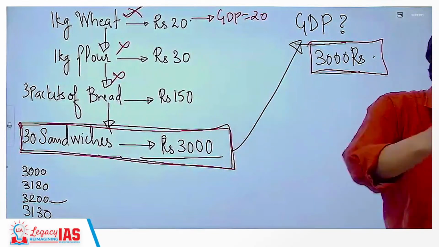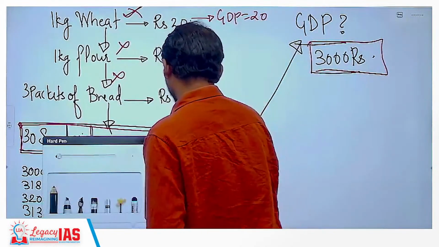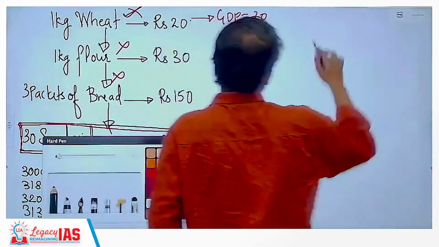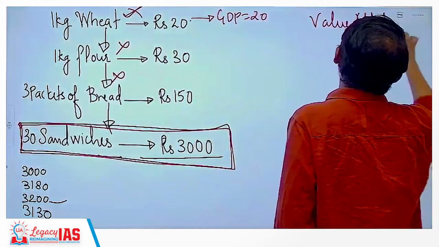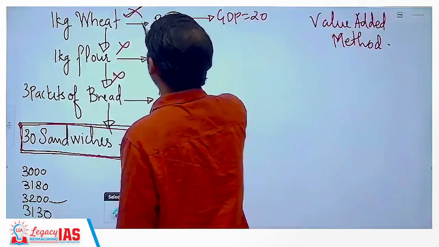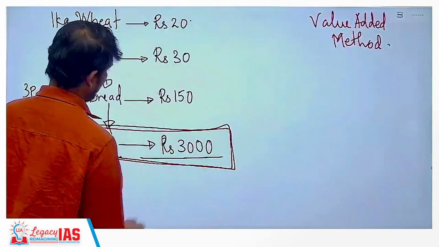There is another way to calculate GDP. The other way to calculate GDP is, very good. Exactly. The other way is the value added method. So value added method, let us see how we can do it. In value added method, let's see what happens.